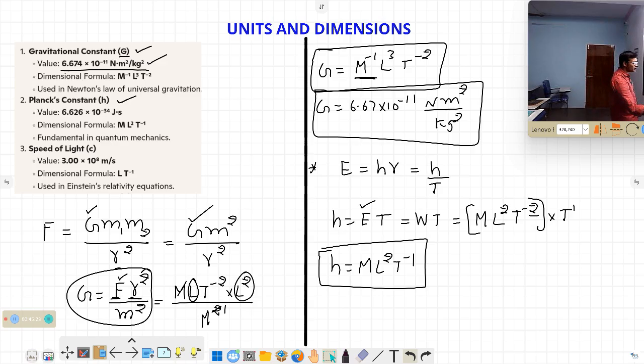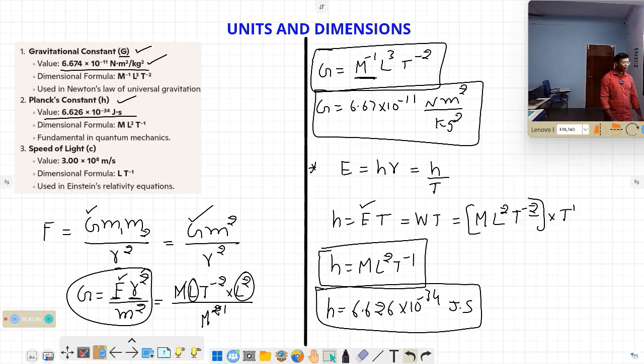The Planck's constant value H is equal to how much? That is 6.625 into 10 power minus 34. And the unit of this, if you write it, is joule per second, that is, joule second is the unit of this. If you observe the dimension formula, M L square T minus 1. So this is one of the constants which has a dimension formula as well as a unit and a constant value. Like that, we have the speed of light also.